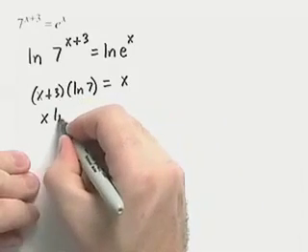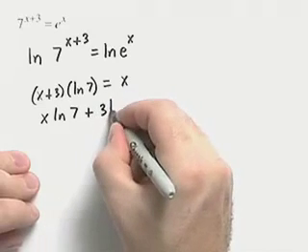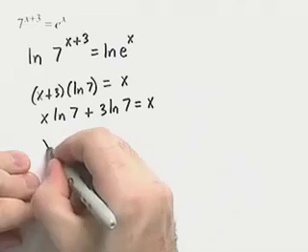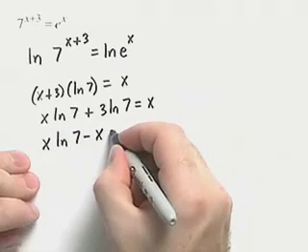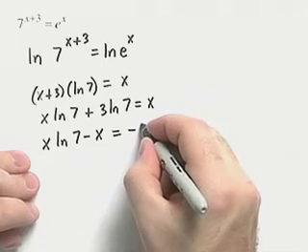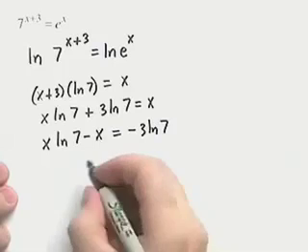Now we're going to try to isolate the x terms together, so we need to distribute. We'll get x times the natural log of 7 plus 3 times the natural log of 7 equals x. We're bringing this x over: x times the natural log of 7 minus x. And then we're going to bring 3 natural log of 7 to the other side, so we'll have minus 3 natural log of 7 on the right. Factor out an x.